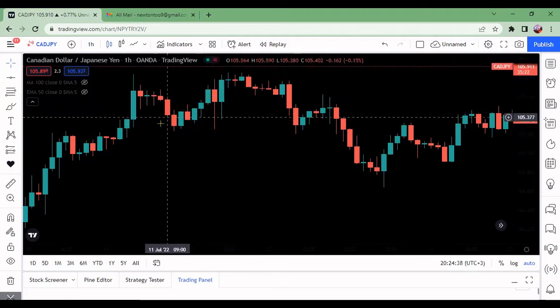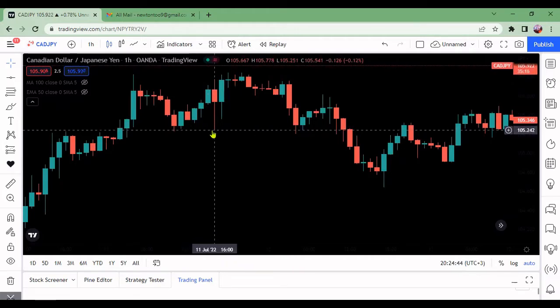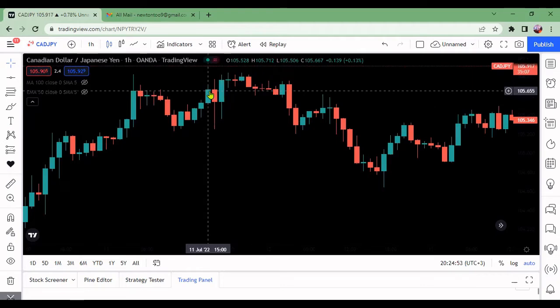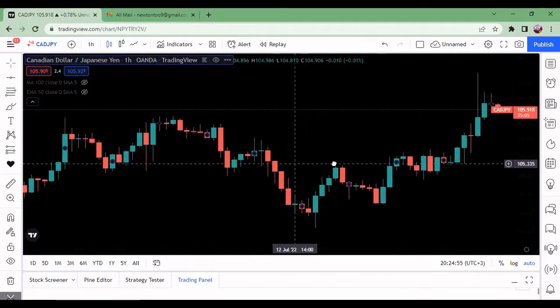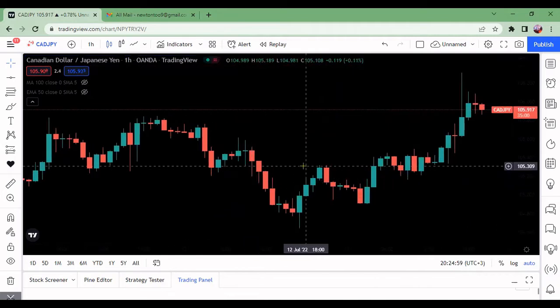So the price was recently here, but after some time, the buyers came in and drove the market up and closed around here. You can see. Whenever you see this rejection, this means sellers are being rejected by buyers.